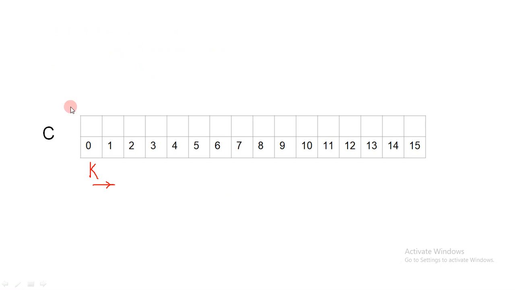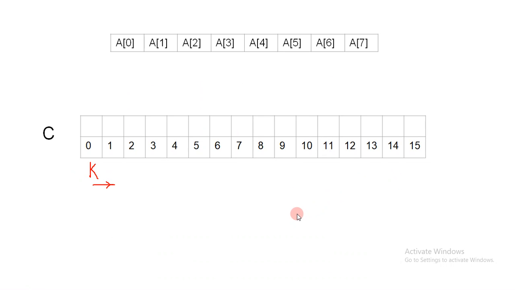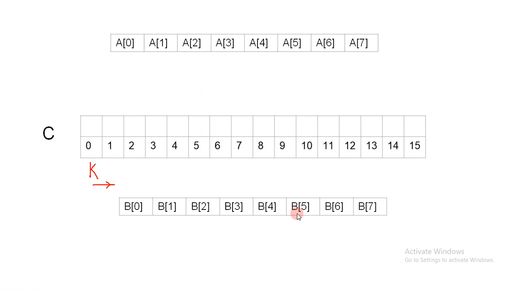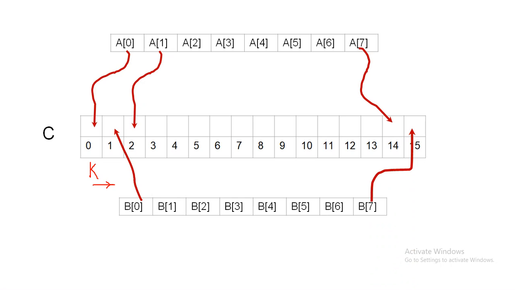Now C is the array. C has to have an index which will go in this direction, and A is an array consisting of 8 elements, B is an array consisting of 8 elements, and what C should get is 16 elements. And A of 0 will go to C of 0, and B of 0 will go to C of 1, and A of 1 will go to C of 2, and so on and so forth. And A of 7 should go to C of 14, that is the last element of A should go to the 14th place of C, and the last element of B should go to the 15th place of C.